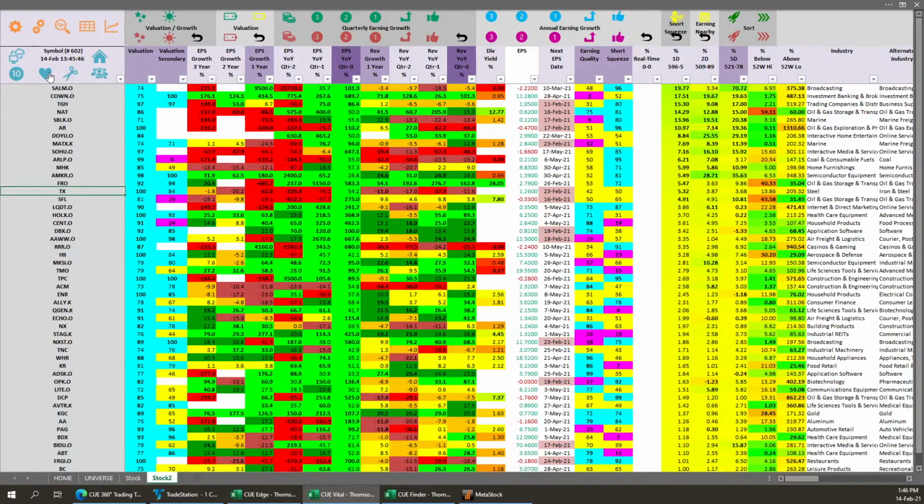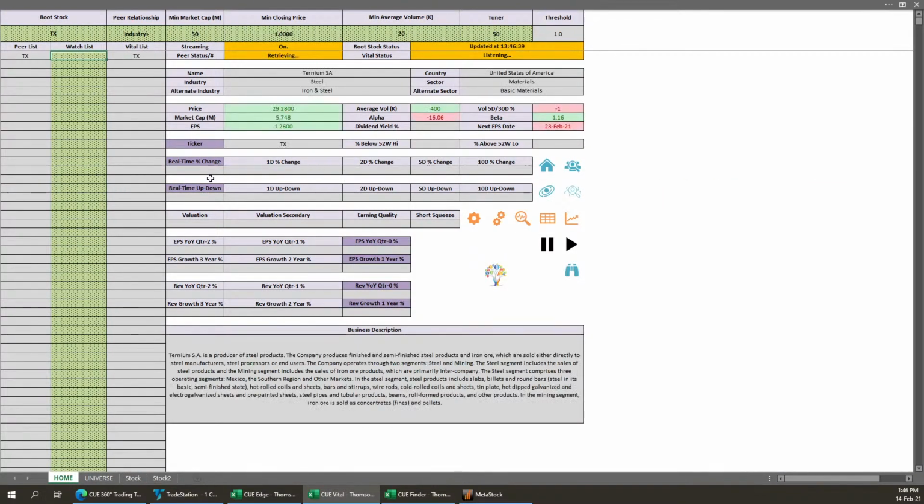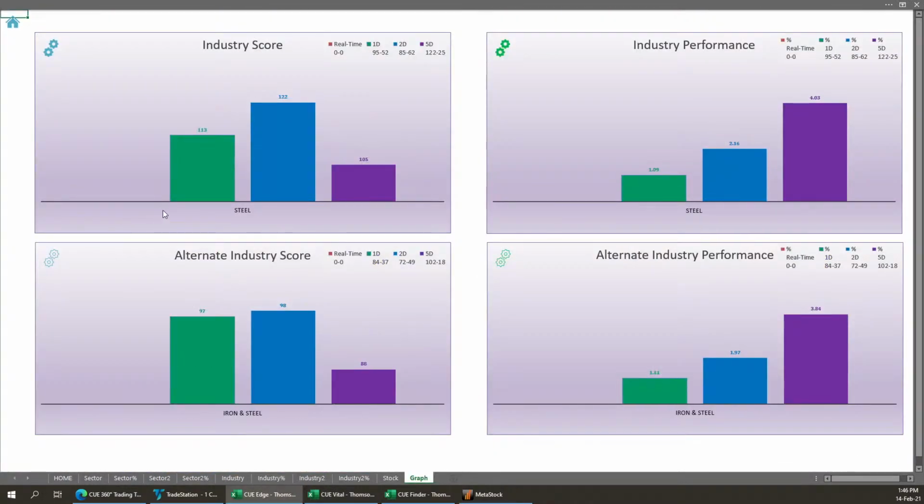And this is the stock that came to our notice when I was discussing with another trader, TX. Let's carry out a peer analysis of this stock. It is in the steel industry. Let's check out the industry relative strength. That will be from QH. Steel industry.